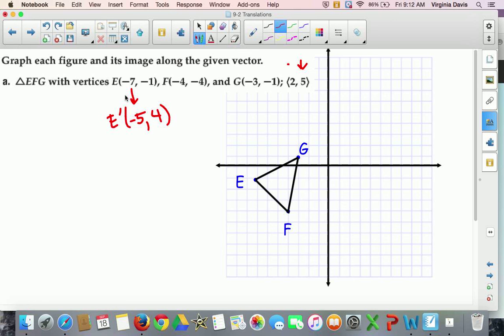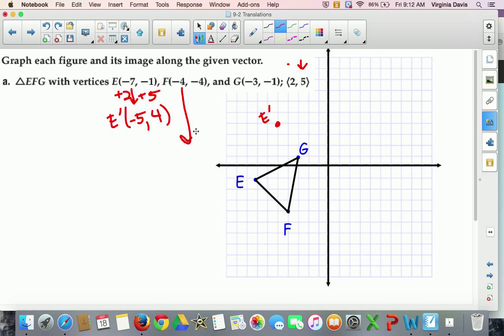Because we just add the 2 and the 5. We're just adding these to it. So we're going to add 2 and add 5. So our new point is (-5, 4). So I'm going to go 1, 2, 3, 4, 5, and up 4. 1, 2, 3, 4. So this would be E prime.